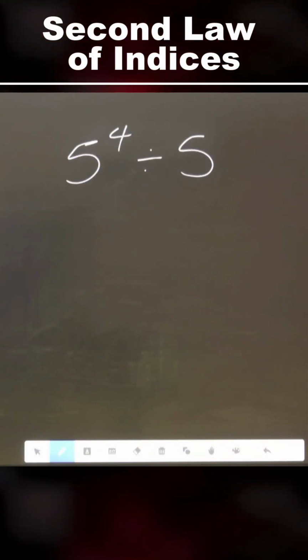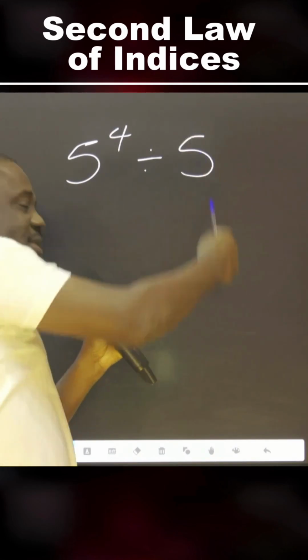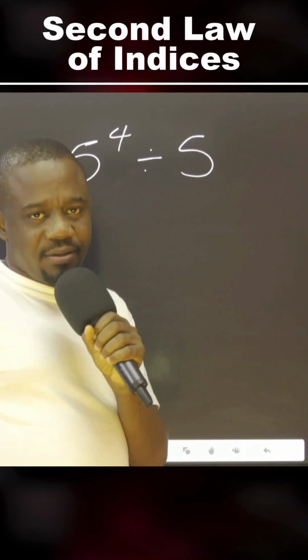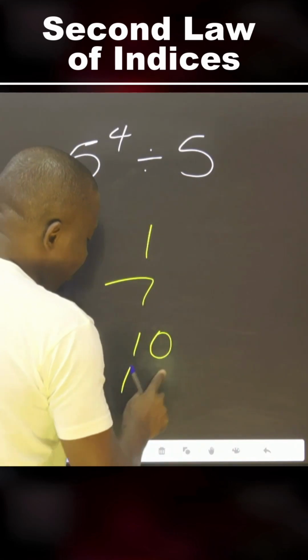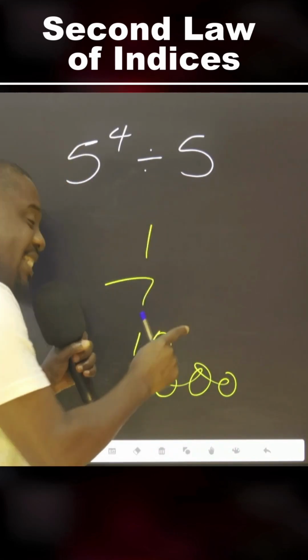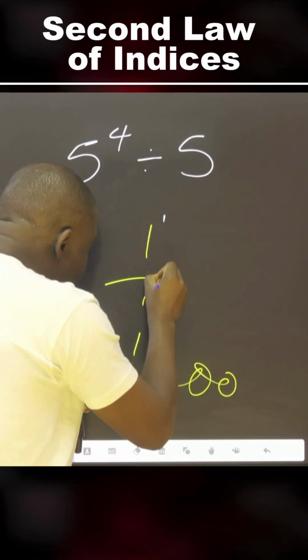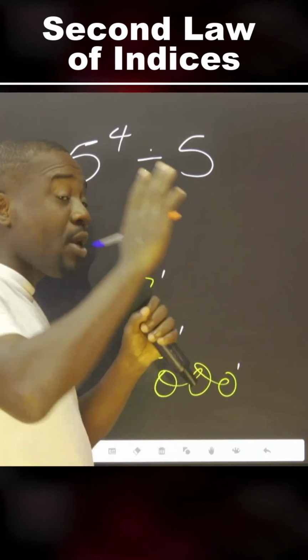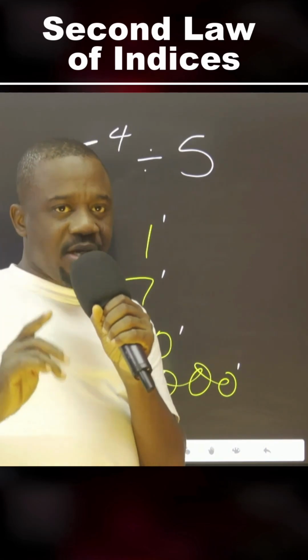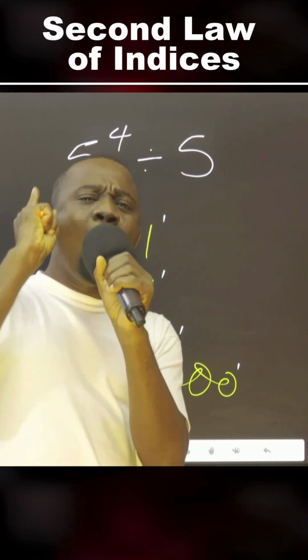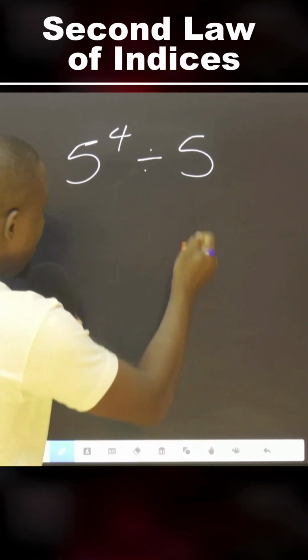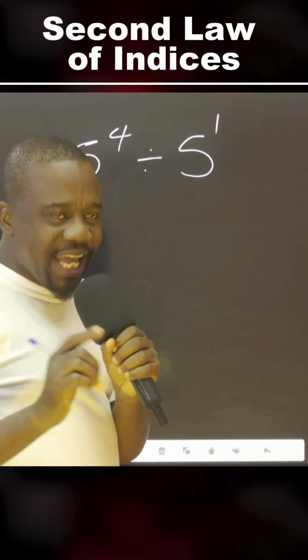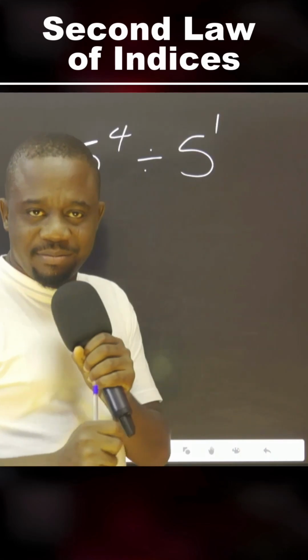Look at this one. What is the meaning of this? There is nothing on top of this. Whenever you see a number, 1, 7, 10, 1,000, there is an invisible raised to power 1 at the top. Any number you ever see, there is an invisible raised to power 1 on top of the number. Therefore, we are going to put 1 here. Okay? Now, the children are complete.